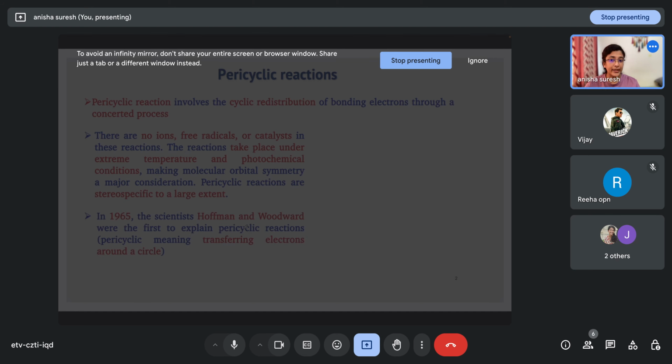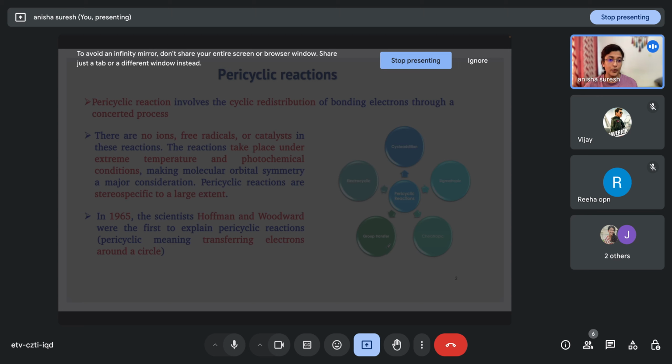It was Hoffmann and Woodward in 1965 who explained pericyclic reactions for the first time. The term pericyclic means the transferring of electrons around a circle. Since pericyclic reactions involve a cyclic transition state and are a concerted process, they got the name. Pericyclic reactions can be classified into 5 types. So what are those 5 types? Electrocyclic reactions, cycloaddition reactions, sigmatropic reactions, cheletropic reactions, and group transfer reactions.